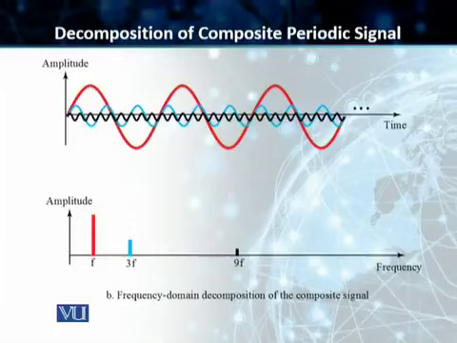If we convert this into the frequency domain plot now, the decomposition of the same composite periodic signal into a frequency domain plot will give you three spikes. The first spike is frequency f and a certain amplitude. The second spike is frequency 3f and a slightly lower amplitude. And then you've got a frequency 9f with the smallest amplitude. This was the decomposition of a composite periodic signal into its component sine waves.